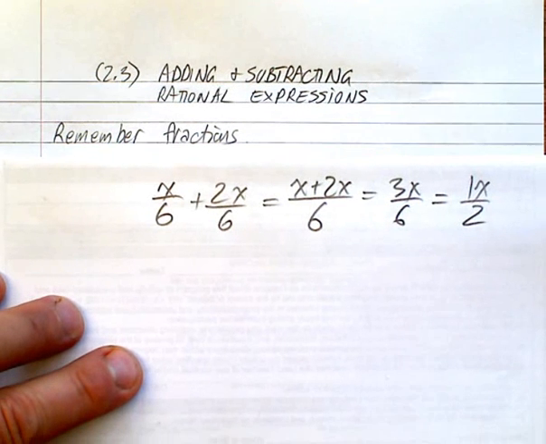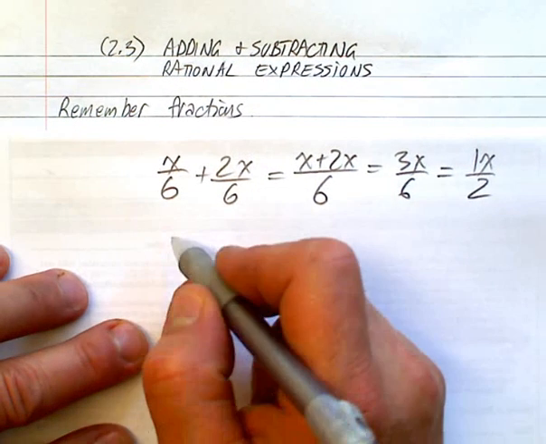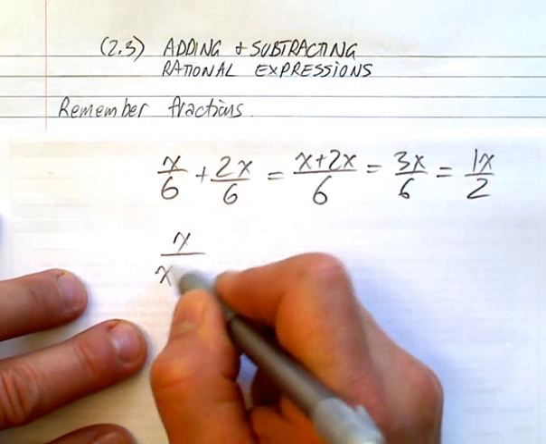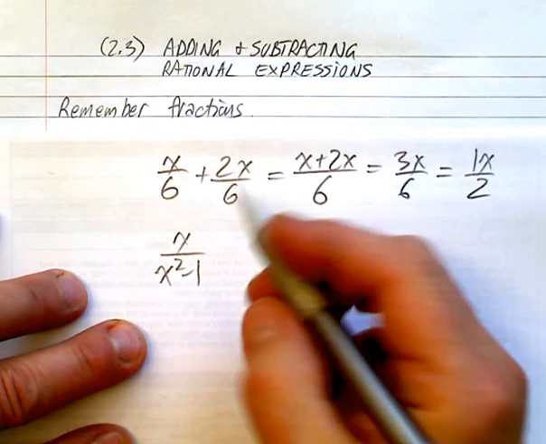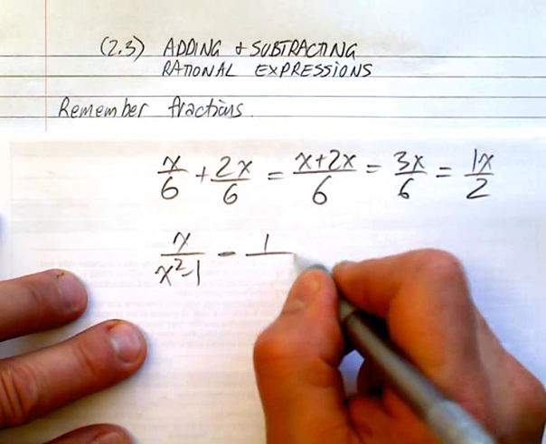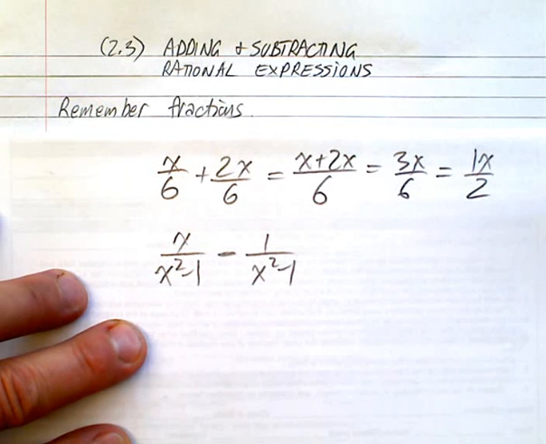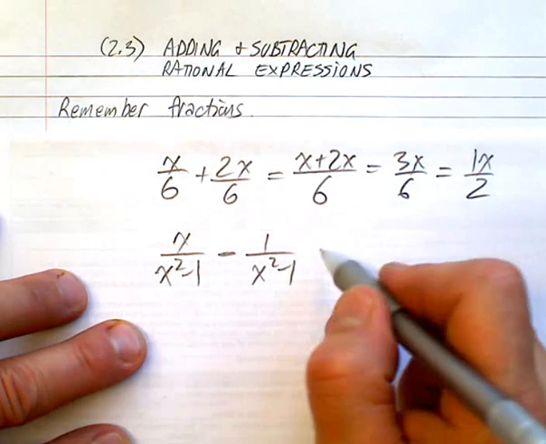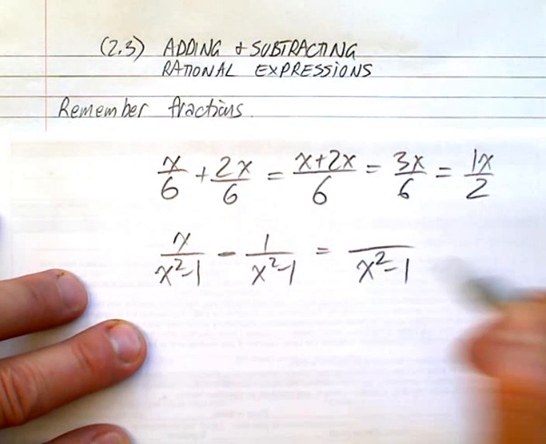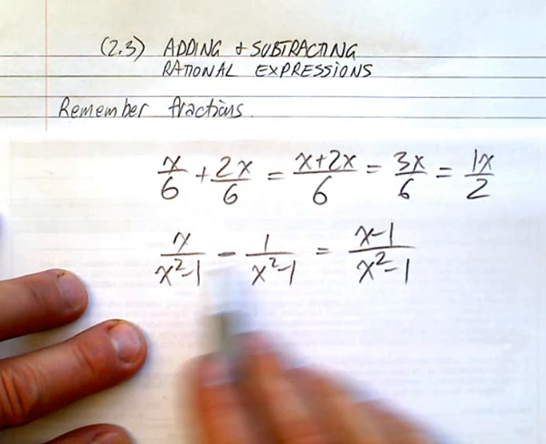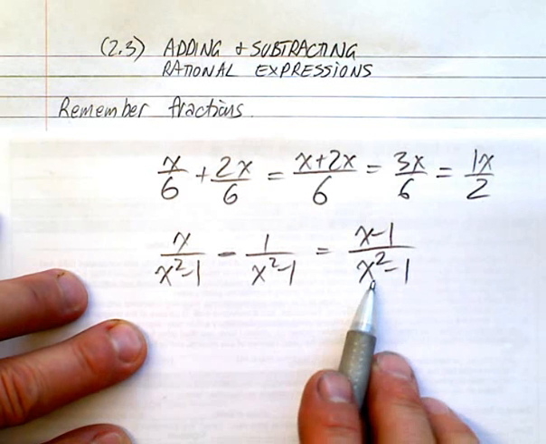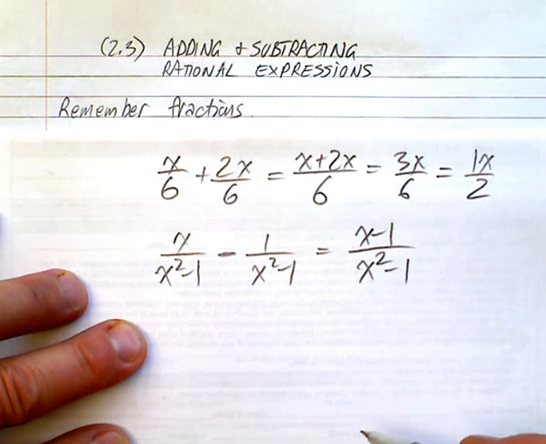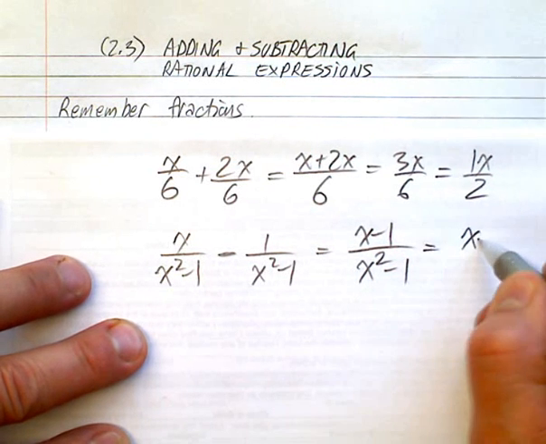We can actually make it a little more complicated by throwing in a binomial on the bottom and seeing if we can come to some sort of simplification here too. Can we combine these together? Absolutely. They have the same denominator. What we do is we subtract the tops. The denominator remains the same. It is common already. And now what we can do is factor the bottom.